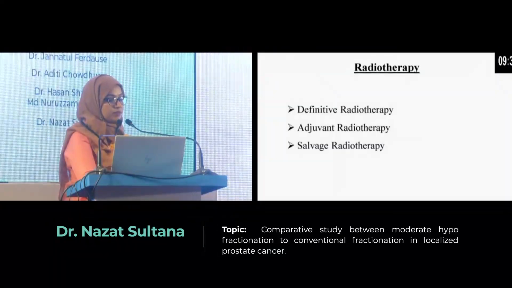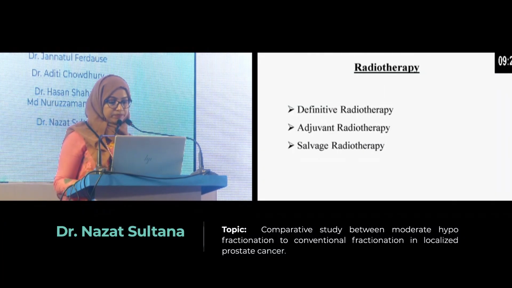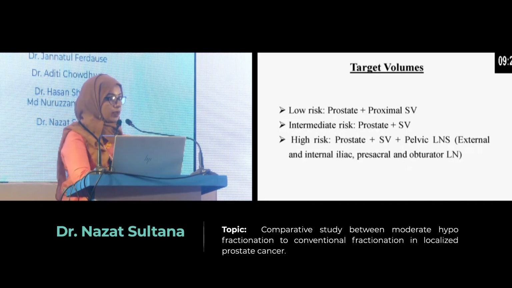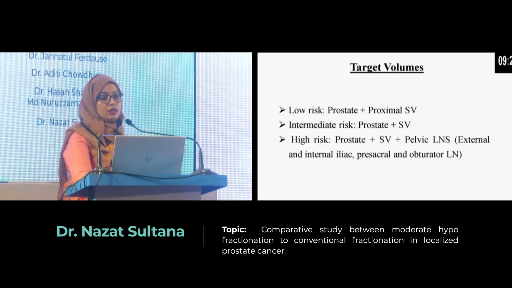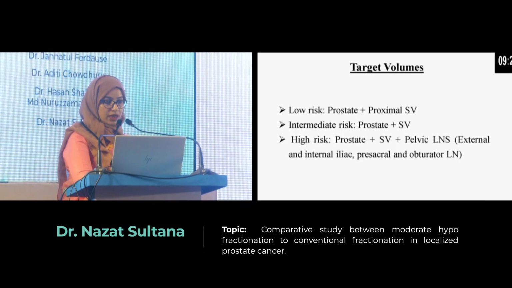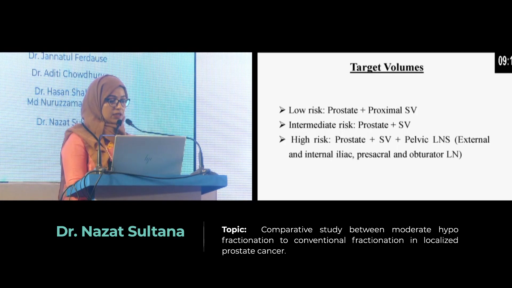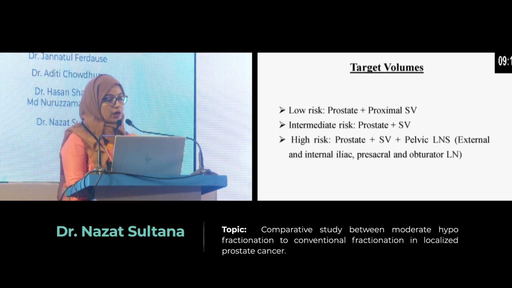All of you know the role of radiotherapy in prostate cancer treatment, and it is for definitive radiotherapy, adjuvant radiotherapy, and salvage radiotherapy. The target volume differs according to the risk criteria. For low risk, we usually cover the prostate and the proximal seminal vesicle; for intermediate risk, the prostate and the whole seminal vesicle; and for high risk patients, along with the pelvic nodes.